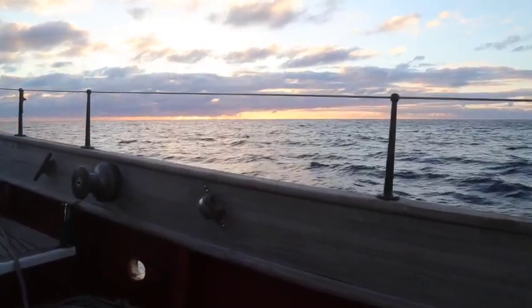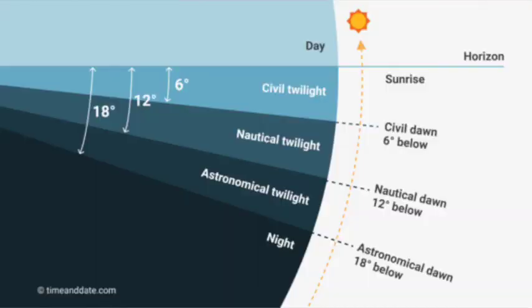There's actually a lot of different twilights. For instance, there's civil twilight, nautical twilight, astronomical twilight. Civil twilight is when the sun is 6 degrees below the horizon. Nautical twilight is 12 degrees below the horizon, and astronomical is 18 degrees. So they get darker and darker for sunset or lighter and lighter for sunrise.